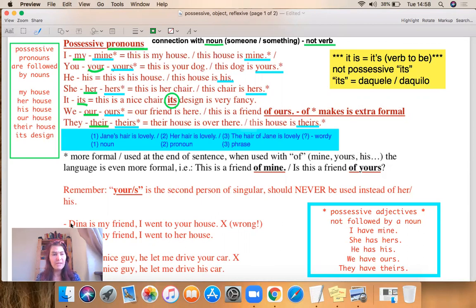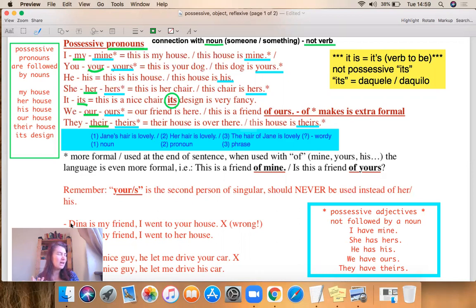So in the first example here with I, my, mine. So this is my house, my house. This will be a possessive adjective. So this is my house. This house belongs to me, okay? And if I say this house is mine, this would be a possessive pronoun. So the possessive pronoun, we use it at the end of the sentence normally, so it's not followed by a noun. So we're usually going to use it at the end of the sentence.